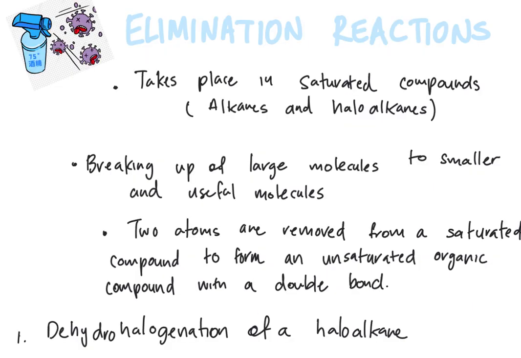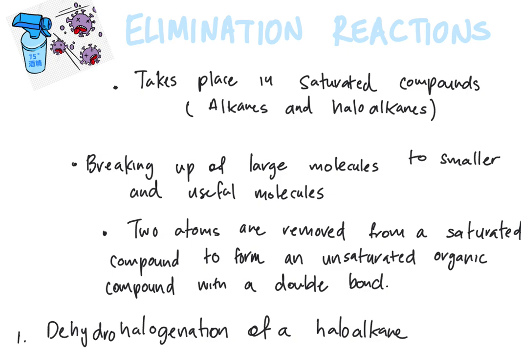reaction to take place. And the next type of reaction that we have is elimination reactions. So what we call an elimination reaction is that it must take place between alkanes and haloalkanes. So what the major thing is that you're going to take a larger molecule and break it into smaller molecules. So 2 atoms are removed from a saturated compound to form an unsaturated organic compound with a double bond. So in the previous one with addition, we went from having double bonds to single bonds. Here we have single bonds, and we want to take those single bonds and make them into double bonds.